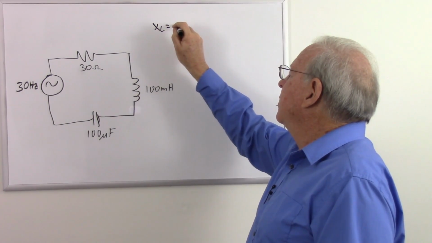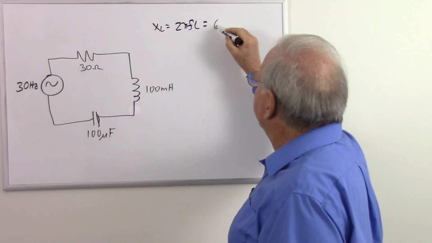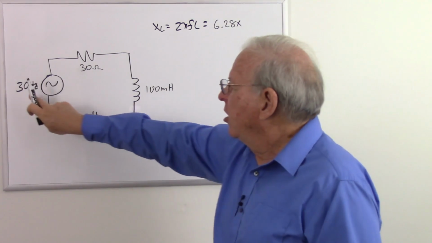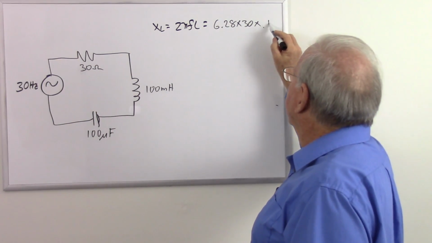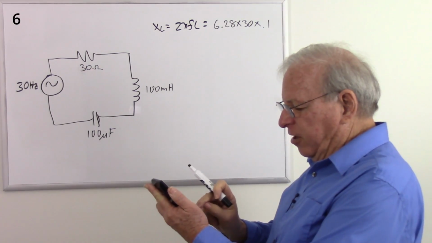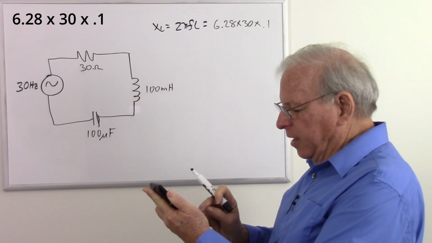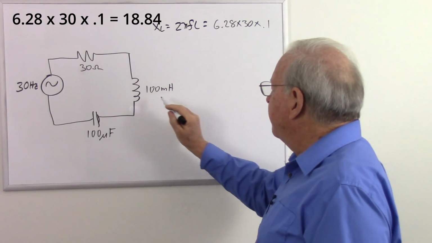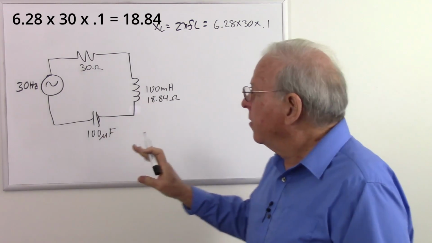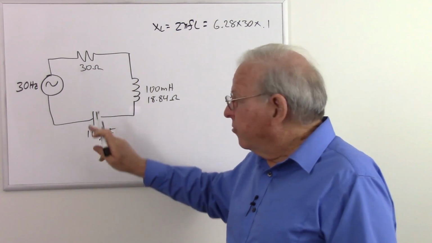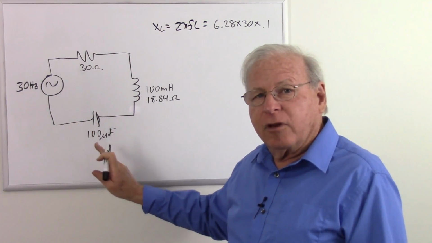So that's going to be, which equals 6.28 times what? 30. And we're still times 0.1. So the inductive reactance is going to be 6.28 times 30 times 0.1 equals, and we got 18.84 ohms of inductive reactance. What's going to happen to the capacitive reactance? The inductive reactance went down, but as frequency goes down, the capacitive reactance goes up.